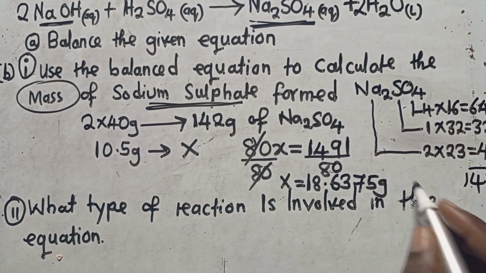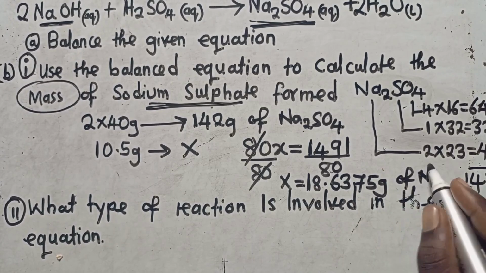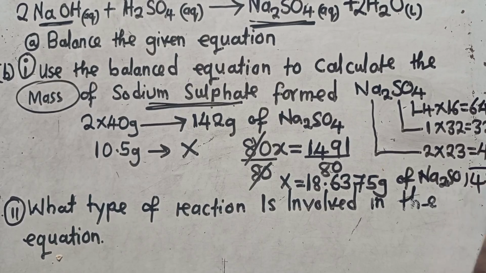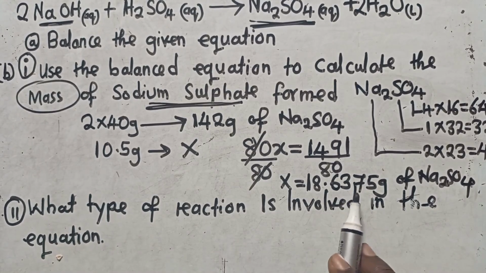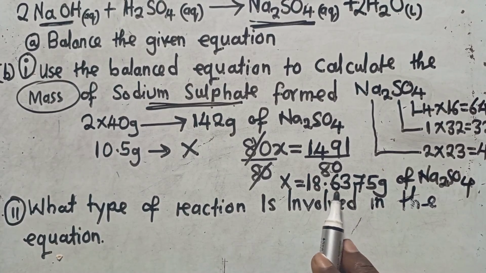6375 grams of sodium sulfate. This is what I'm getting. This is the answer. This is what you are supposed to do. These are certain things that you need to get and understand. So you can round off this to two decimal places where you say 18.64. It is just one and the same thing. Like this, you are done.